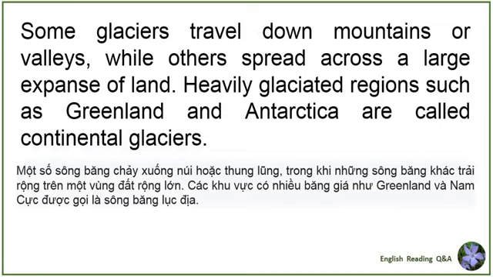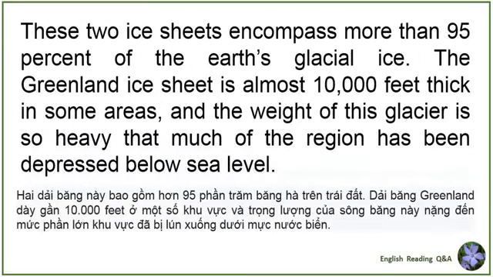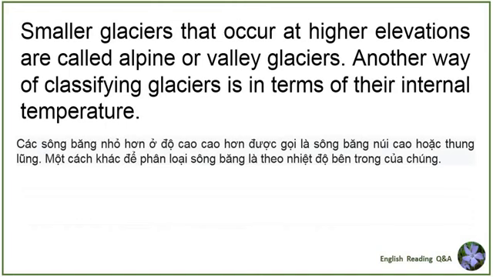Heavily glaciated regions such as Greenland and Antarctica are called continental glaciers. These two ice sheets encompass more than 95% of the Earth's glacial ice. The Greenland ice sheet is almost 10,000 feet thick in some areas, and the weight of this glacier is so heavy that much of the region has been depressed below sea level. Smaller glaciers that occur at higher elevations are called alpine or valley glaciers.